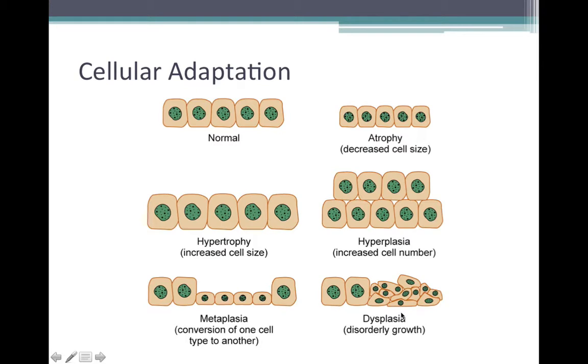Some examples of this are, for instance, smoking, which is the chronic irritation of the airways. That can put you at risk for things like airway cancer, because that's chronic irritation that can cause dysplasia. Or people who swim a lot, especially in pools with chlorine, they're more prone to skin cancer because that chlorine is irritating to the skin.